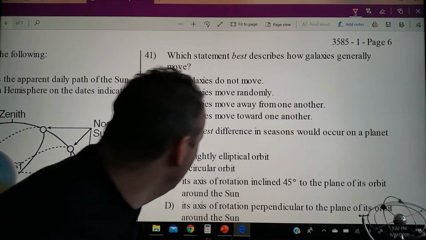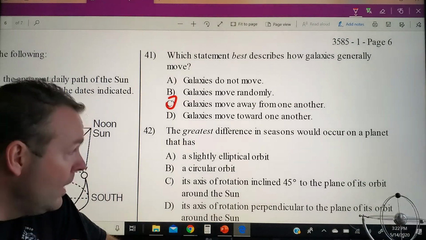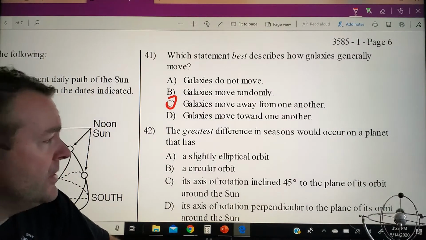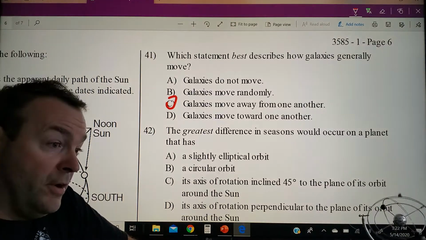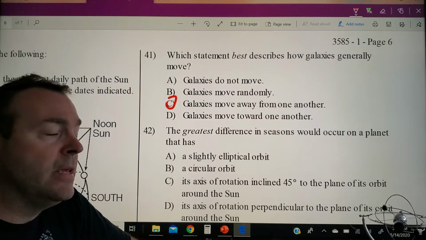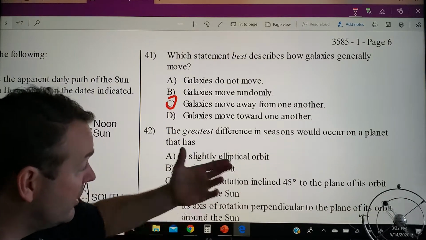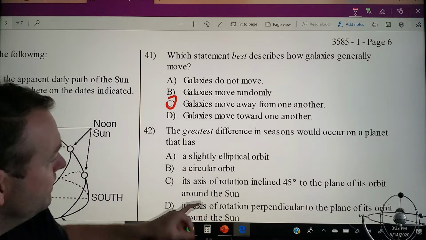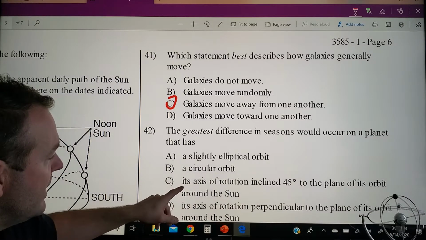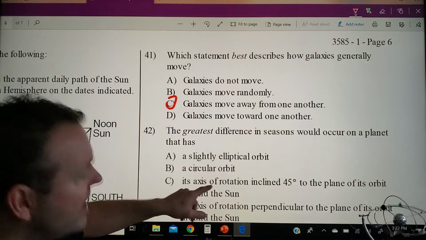And 42, the greatest difference in seasons would occur on a planet that has, well, seasonal change, remember, is because of the Earth's tilt. So the greater the tilt, the more extreme the seasons become. Well, if you're looking for a greater difference in seasons, you're looking for a greater tilt. So it's not an elliptical orbit phenomenon. It's not that at all. Its axis of rotation is inclined. This means that its tilt, right?